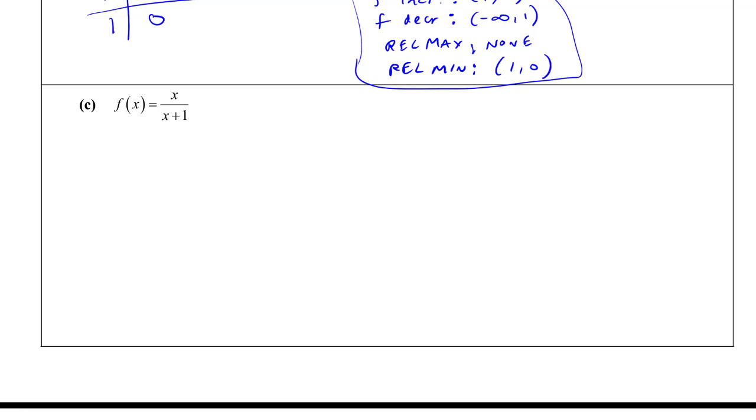All right, picking up at C here. So if we look at this function, I should note there's a discontinuity at x of -1. So that's important. All right, I'm going to go and take the derivative now.